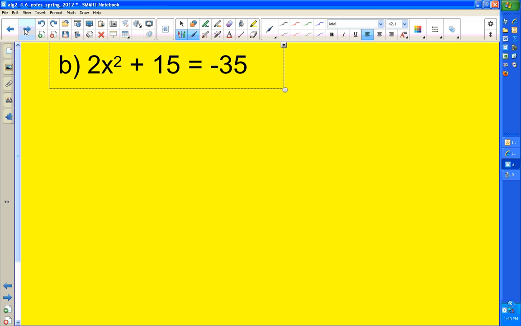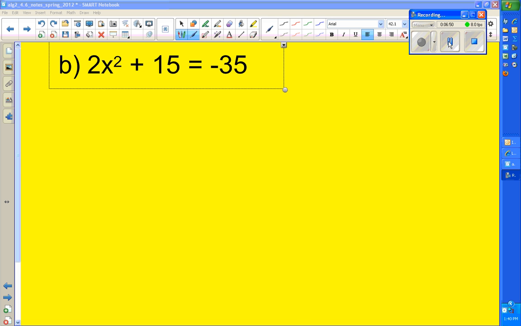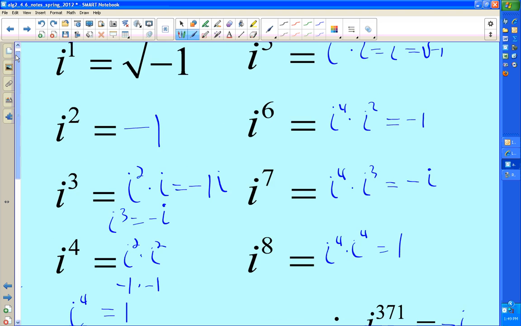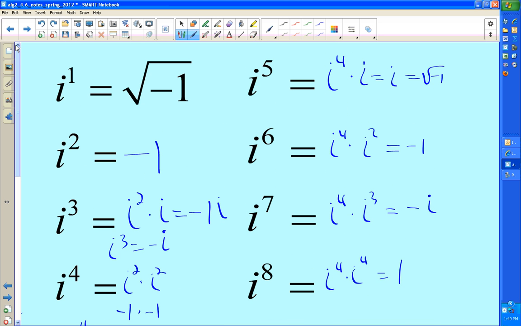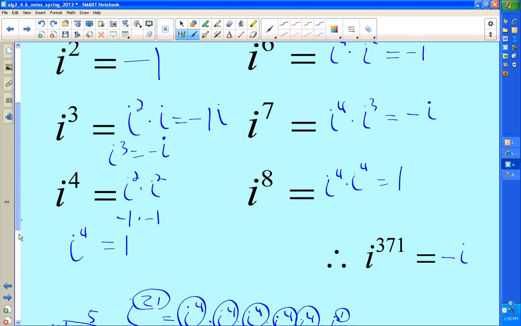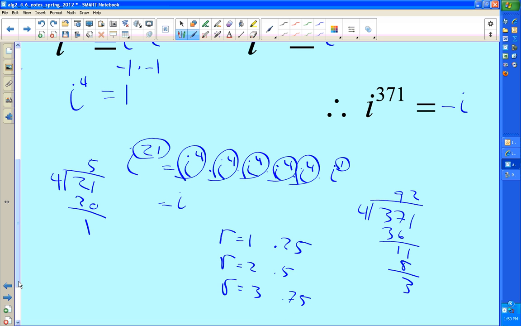Okay, try this one. So you run a pattern of 4. i to the first is i, i to the second is -1, i to the third is -i, and i to the fourth is 1. To find out anything else, you divide the power by 4. 21 divided by 4 is 5 with a remainder of 1. The remainder is the power on the i, either i to the first, i to the second, i to the third. And that tells you what the equivalent value is.